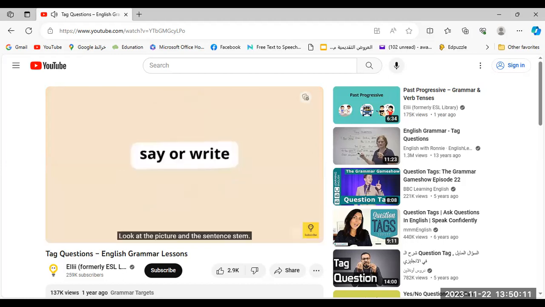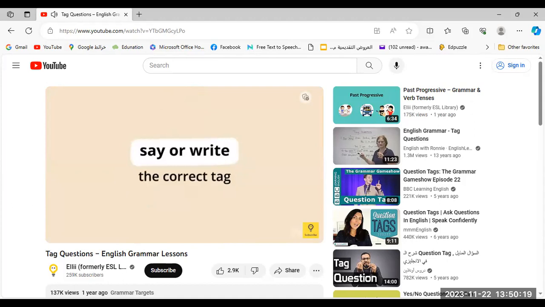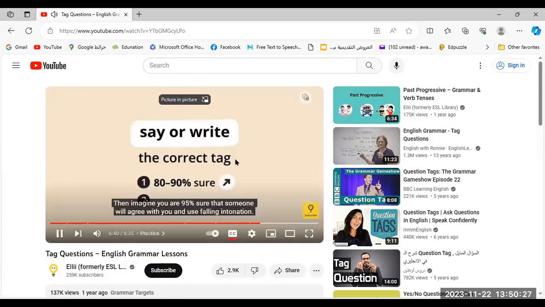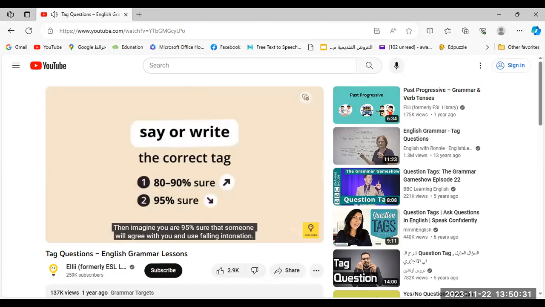Look at the picture and write the sentence stem. You can write the correct tag. Try saying each question twice. First, imagine you are 80 to 90% sure that someone will agree with you and use rising intonation. Then, imagine you are 95% sure that someone will agree with you and use falling intonation.